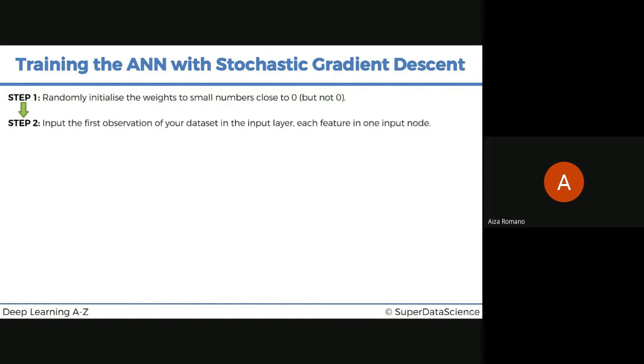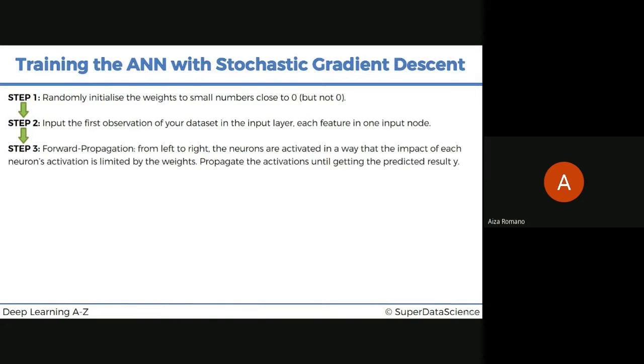In step two, input the first observation of your dataset, the first row, into the input layer, each feature being one input node. Take the columns, put them into the input nodes. Step three, forward propagation from left to right. The neurons are activated, and the impact of each neuron's activation is limited by the weights. So the weights determine how important each neuron's activation is. Then propagate the activations until getting the predicted result, y hat. So basically, you propagate from left to right. You go all the way until you get to the end and you get to your y hat.